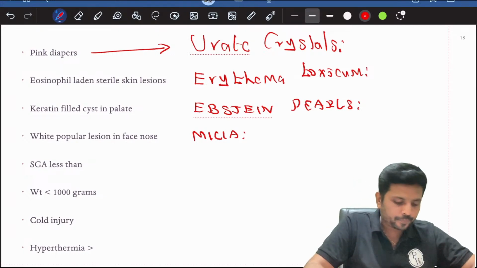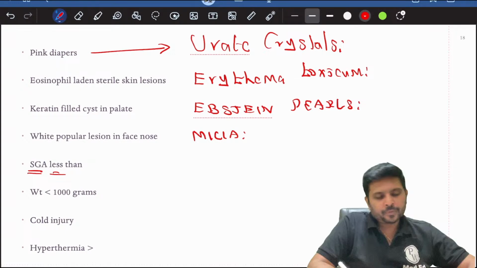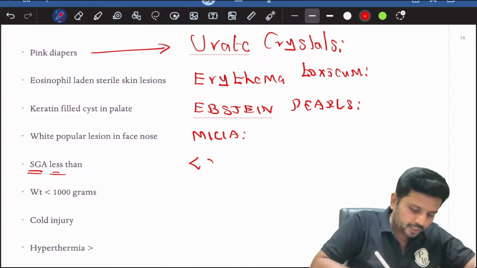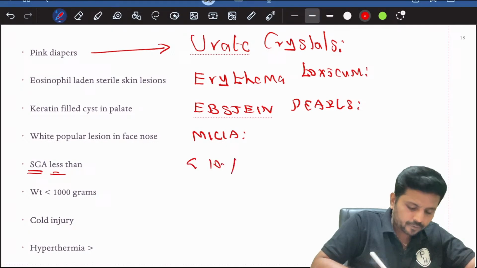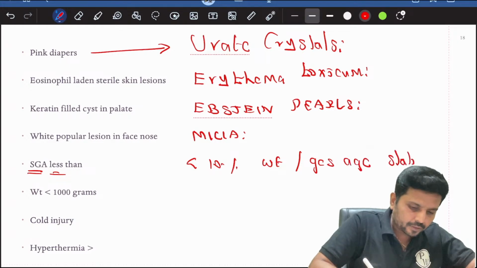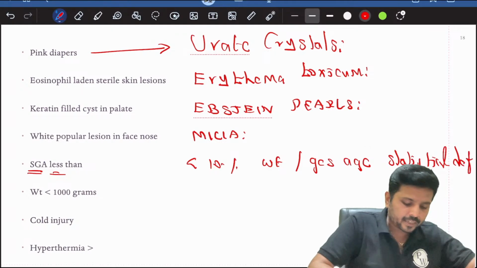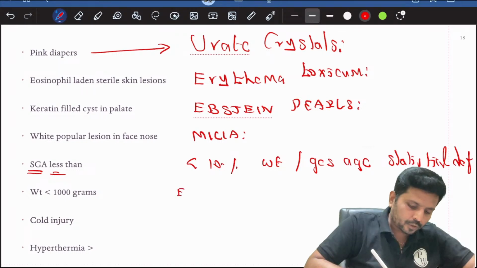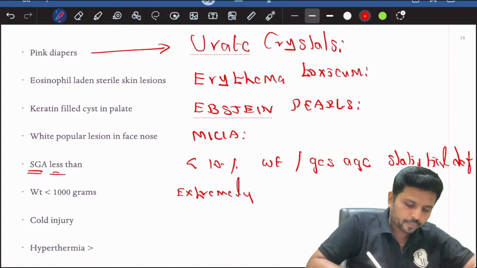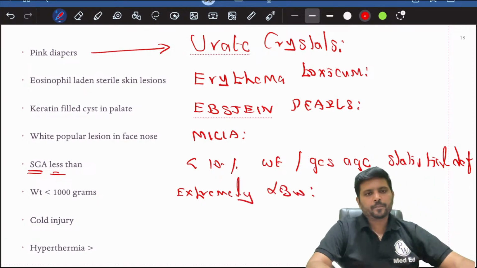What do you mean by small for gestational age? Small for gestational age means less than 10% weight for gestational age. This is a statistical definition, whereas IUGR is a morphological definition. Weight less than 1000 grams is called extremely low birth weight.